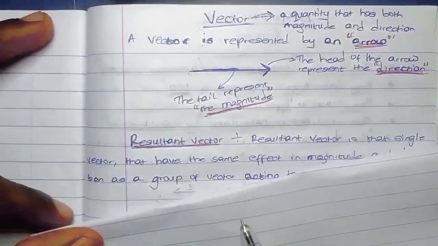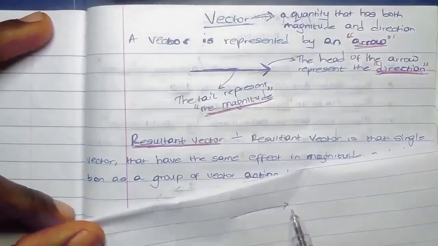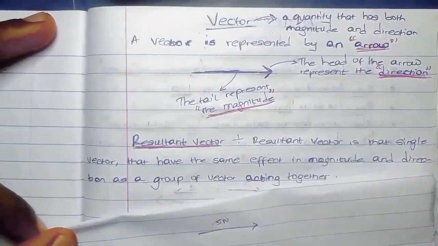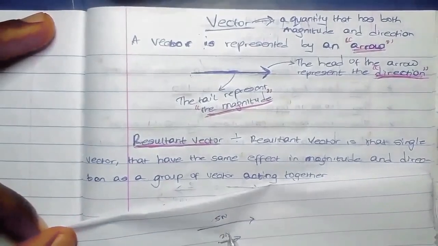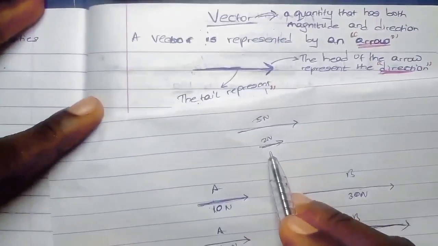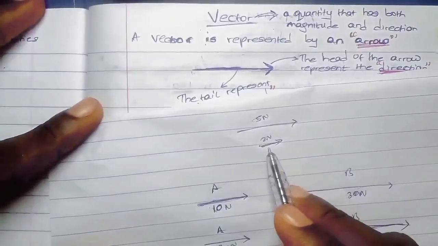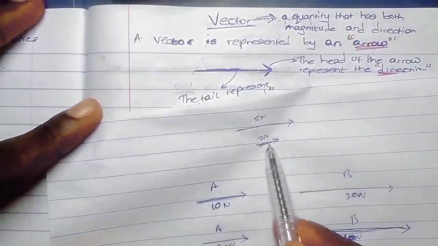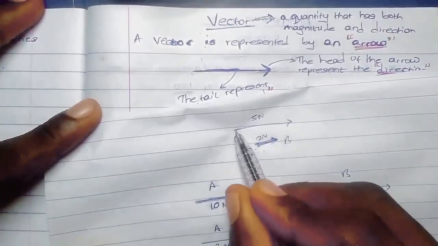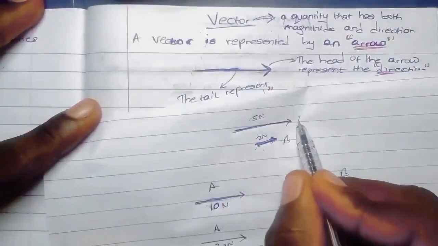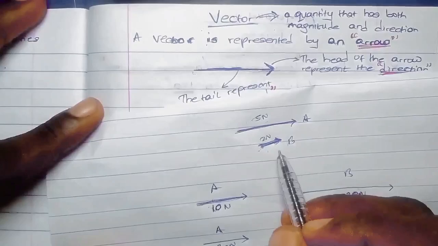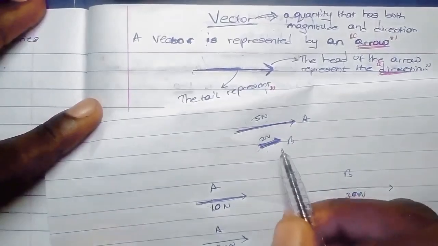For example, let's say a vector of 5 Newton and another vector of 2 Newton. 5 is greater than 2. So the tail of the 2 Newton vector is shorter than the tail of the 5 Newton vector, because of their different magnitudes. 5 is greater than 2. So the tail of the arrow represents the magnitude.